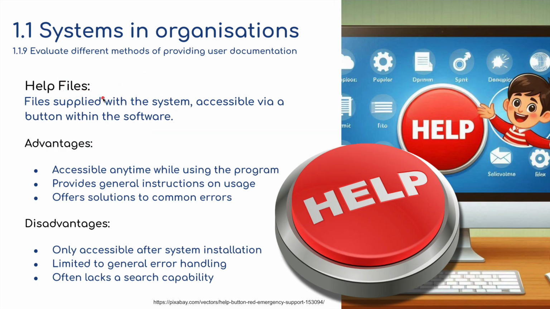Okay, so let's start with help files. These files are supplied with the system. They're accessible via a button within the software. Not necessarily a great big red button like this, but usually a help button along the menu bar of a program, usually at the end. Okay, advantages: it's accessible anytime while using the program. It provides general instructions on usage. It offers solutions to common errors. Some disadvantages, though: it's only accessible after the system installation. It is limited to general error handling, and it often lacks a search capability.